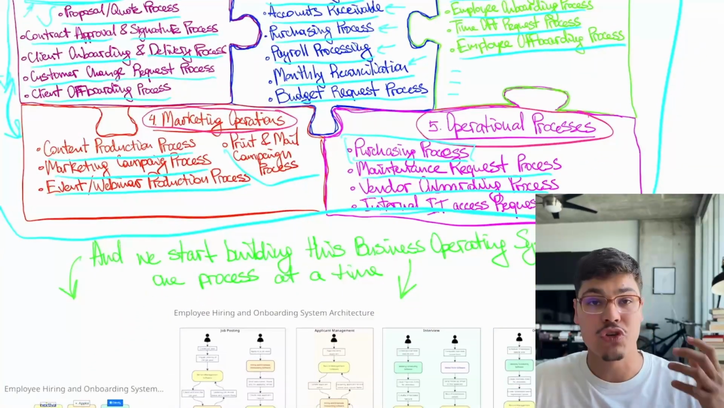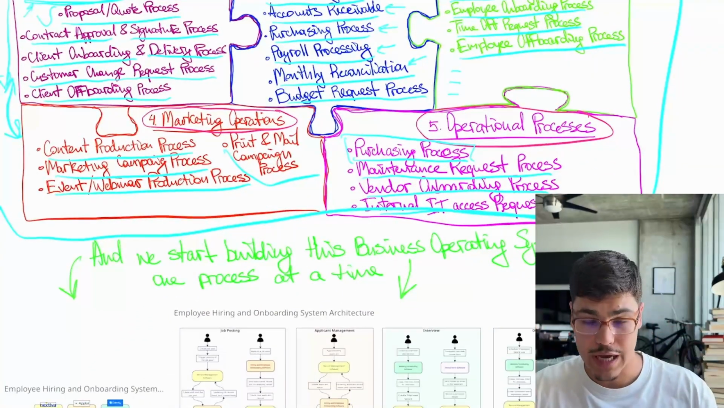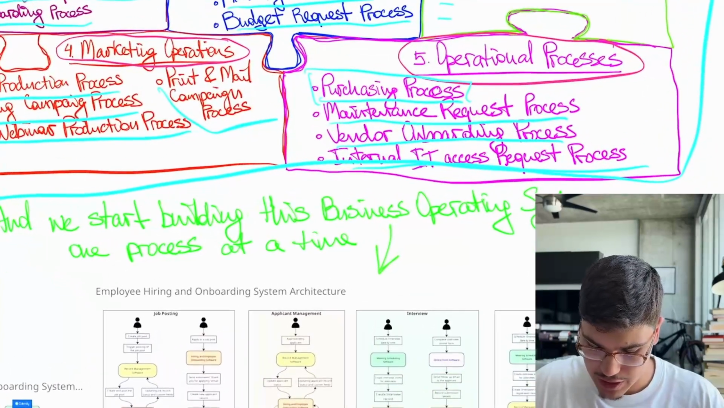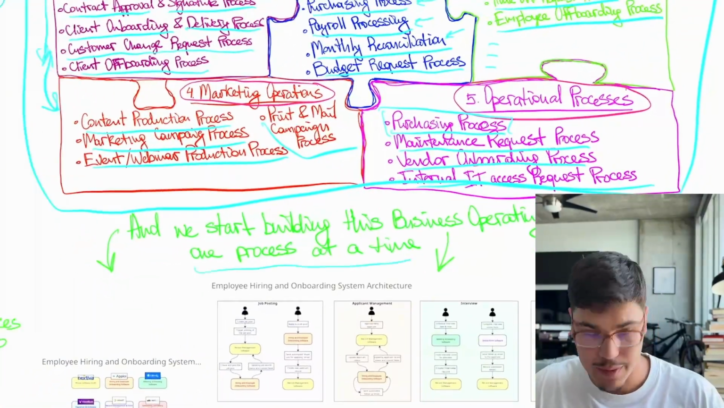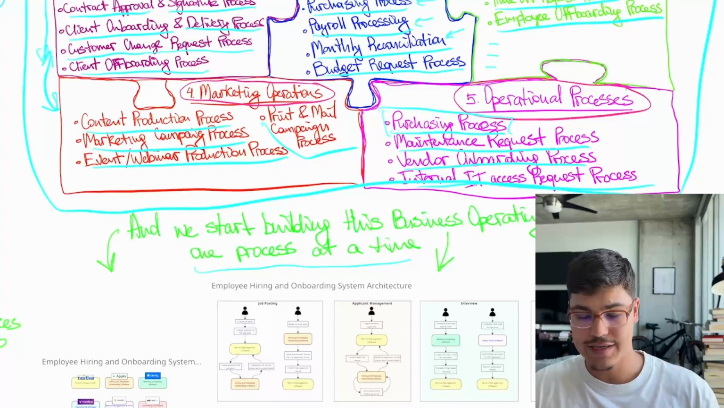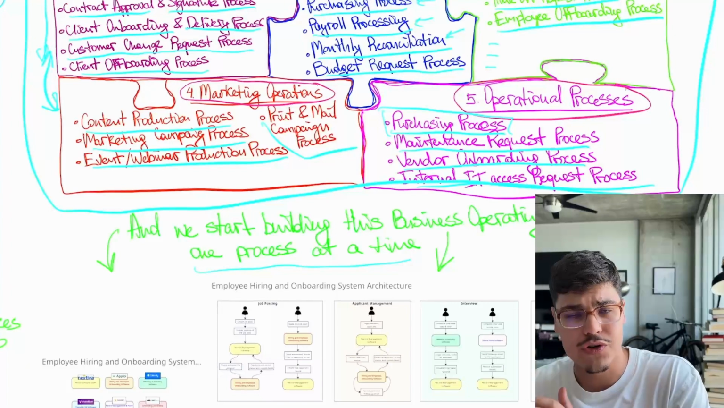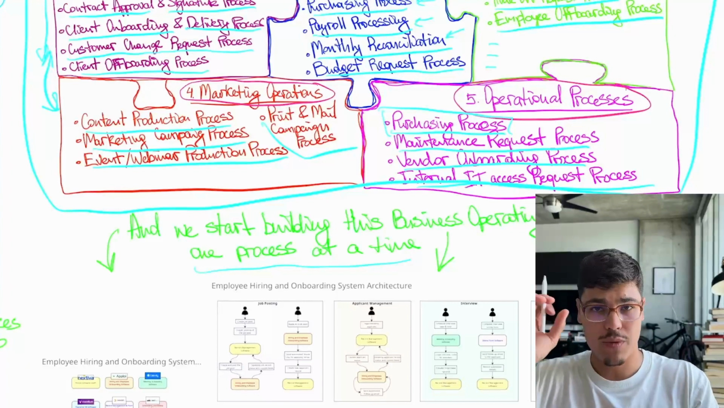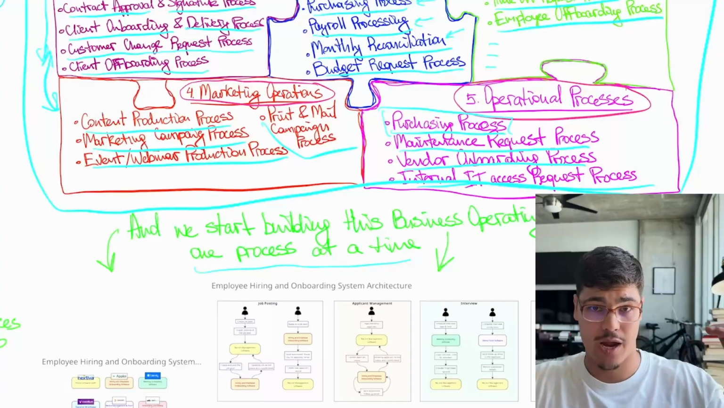And now we need to start actually putting that puzzle together. So we start by building the business operating system one process at a time. If you remember, I mentioned this to you earlier. I said, when you're solving a puzzle, you're focusing on one puzzle piece at a time. Exactly the same works with the process.